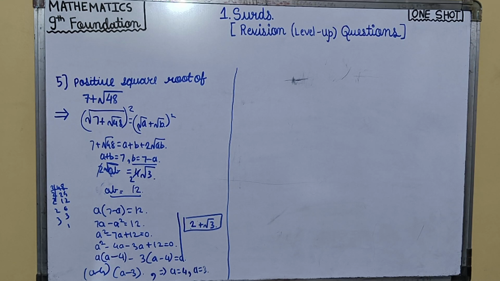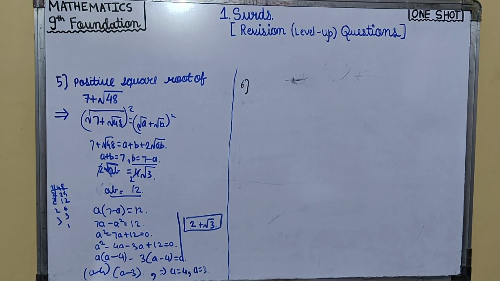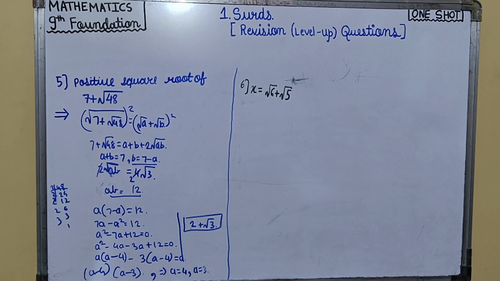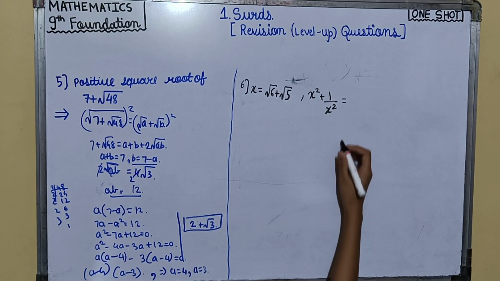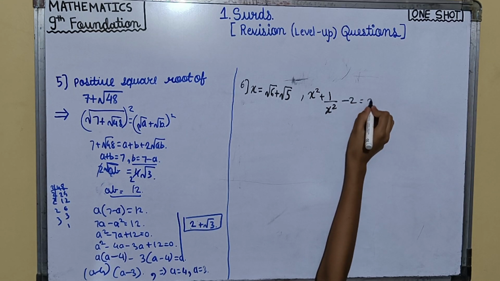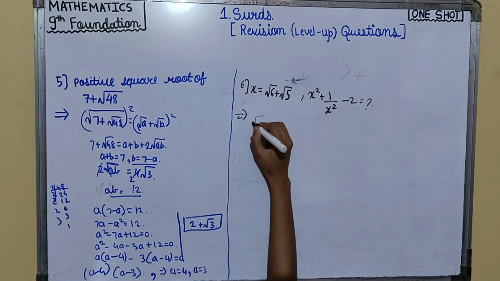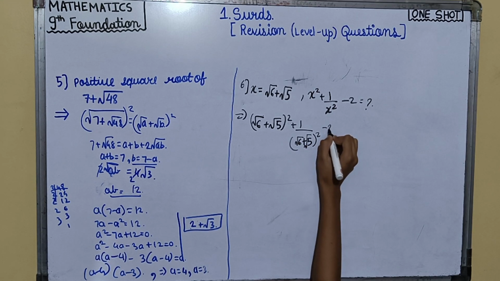Another question is question number 6. If x is equal to root 6 plus root 5, then x square plus 1 by x square minus 2 is equal to what? So now, first, we'll just put the values: root 6 plus root 5's whole square plus 1 by root 6 plus root 5's whole square minus 2 is equal to what?